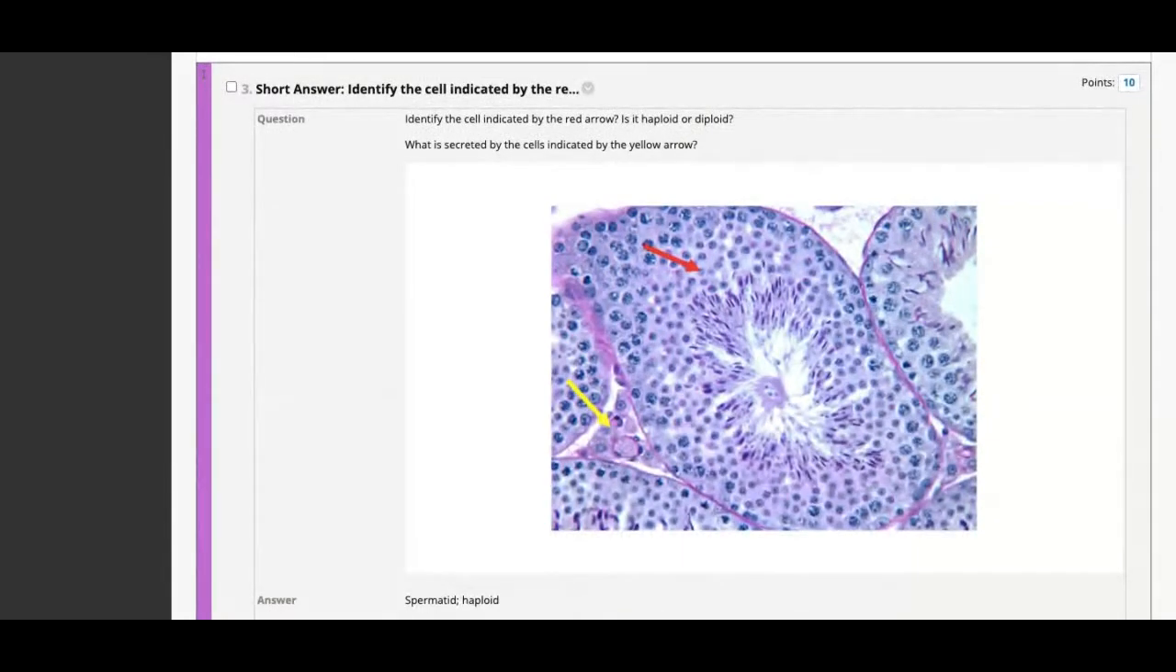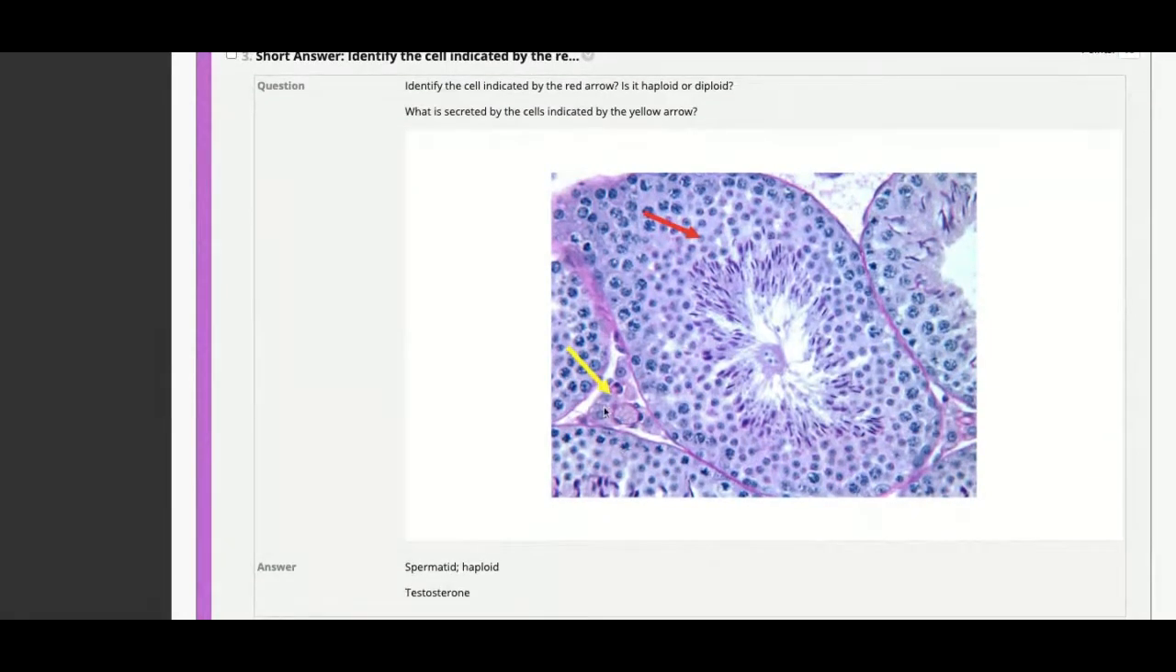Number 3, identify the cell indicated by red arrow. These cells are spermatids because they are round and near the lumen. And what is secreted by the cells indicated by yellow arrow? These cells are Leydig cells, and they make testosterone. I forgot to talk about it. The spermatid is haploid. It means that it contains only 23 chromosomes.